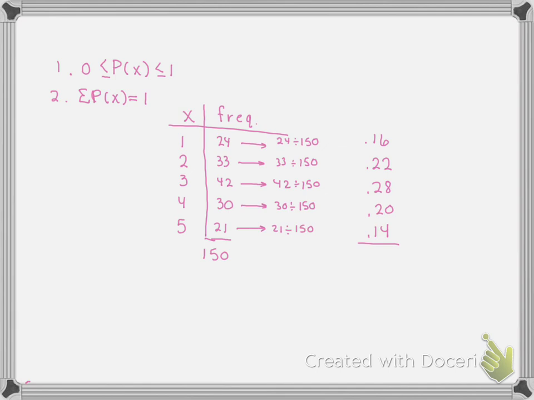Now let's add them up. 0.16, 0.22, 0.28, 0.20, 0.14. If we add those up and we get a 1, that follows the second rule. The sum of all of those relative frequencies is equal to 1. So this is a discrete probability distribution. So we could then make the table from that.